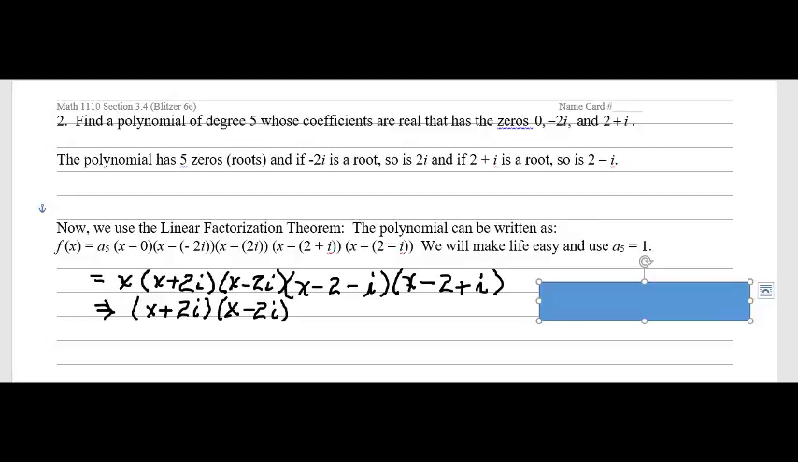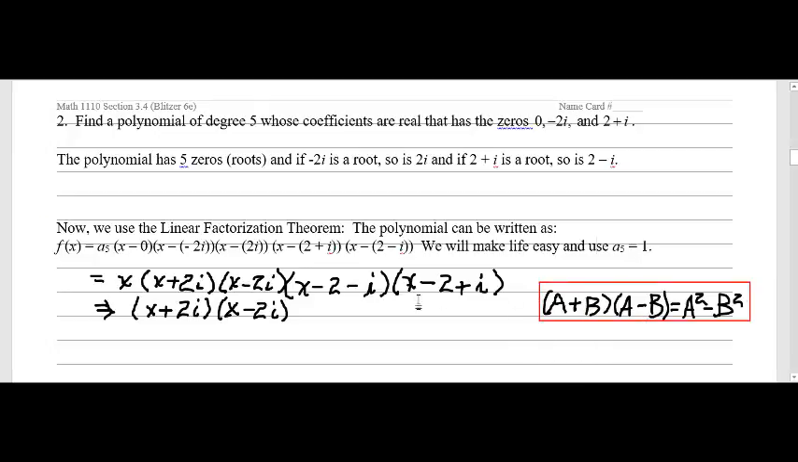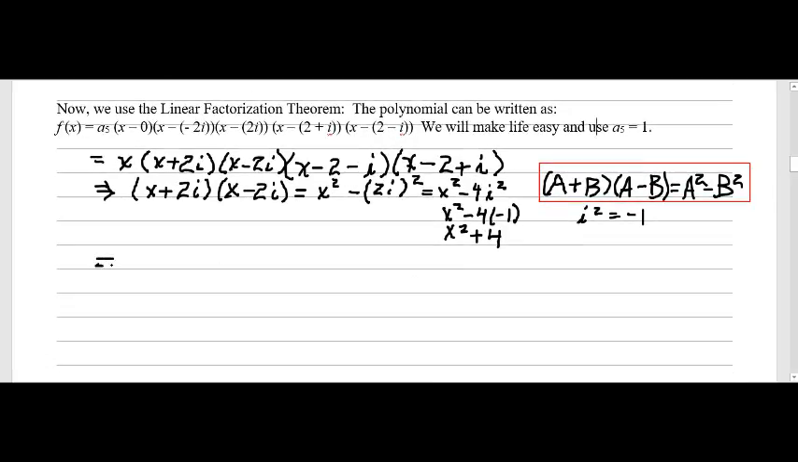And I'm going to use the fact that whenever I have some first term a plus a second term b times a minus b, that's always a squared minus b squared. So I'm going to multiply x plus 2i times x minus 2i, and my a is x and my b is 2i. That gives me the square of x minus the square of 2i, which is x squared minus 4i squared. And remember, i squared is negative 1. So this is x squared plus 4.